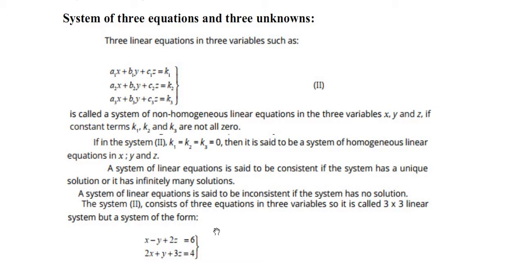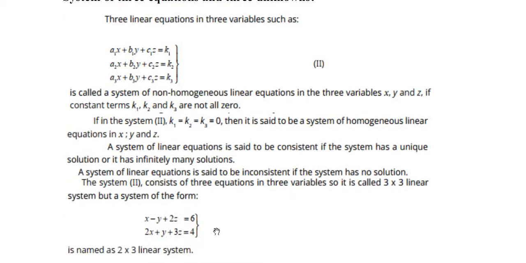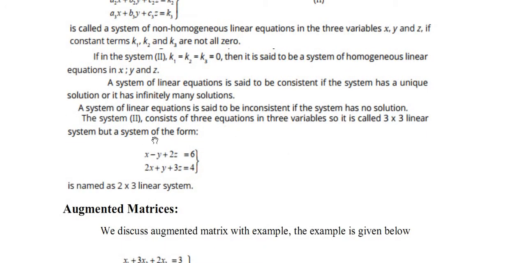The system consisting of three equations in three variables is called a 3 cross 3 linear system. But the system of this form is named a 2 cross 3 linear system. There are two equations and there are three variables x, y and z. That's why we call this type of system a 2 cross 3 linear system.